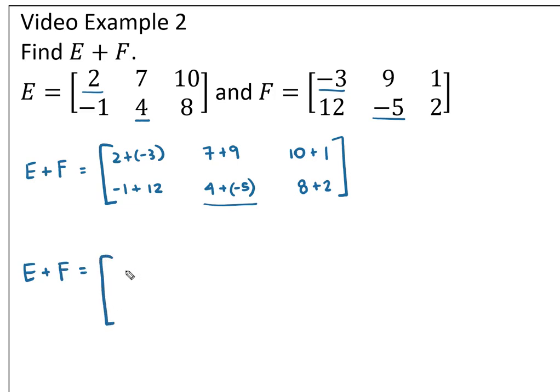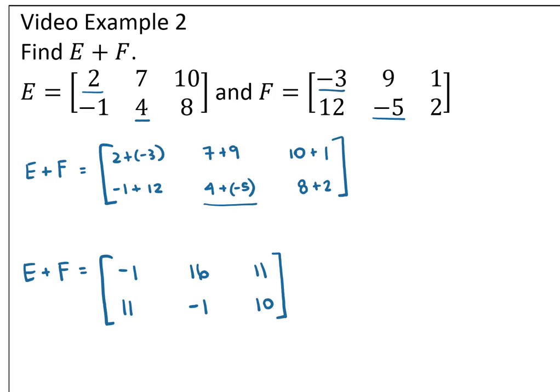So 2 plus negative 3 is negative 1, 7 plus 9 is 16, 10 plus 1 is 11, negative 1 plus 12 is also 11, 4 plus negative 5 is negative 1, and 8 plus 2 is 10. You have to be careful because we're adding positive and negative numbers, so sometimes you might actually be subtracting. So make sure that you just double check your work the whole way through.